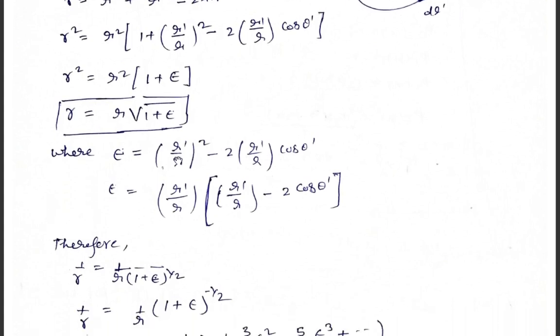we can take r prime upon r as common. So I have taken r prime upon r common, and this becomes (r prime upon r minus 2 cos theta prime). So this is the value of epsilon. When we require, we will substitute this value of epsilon into gamma.